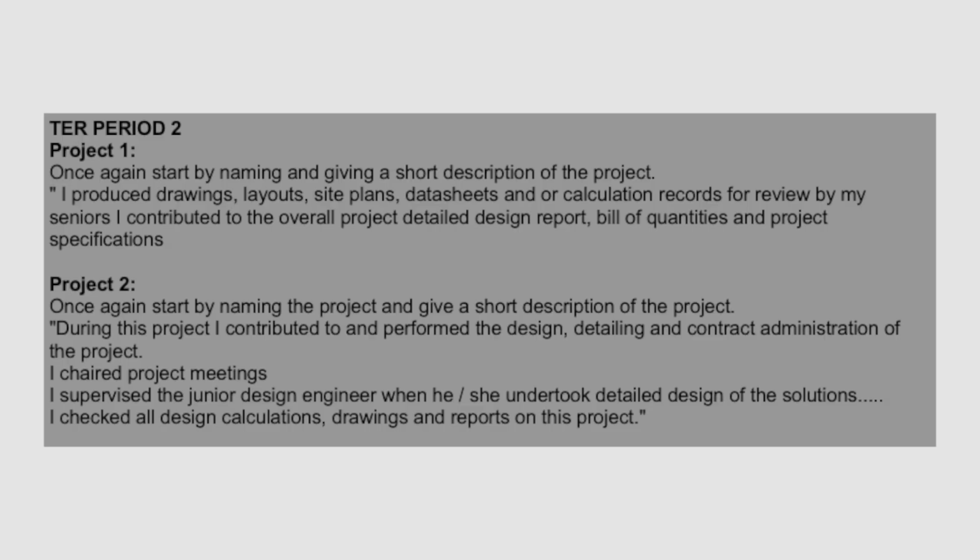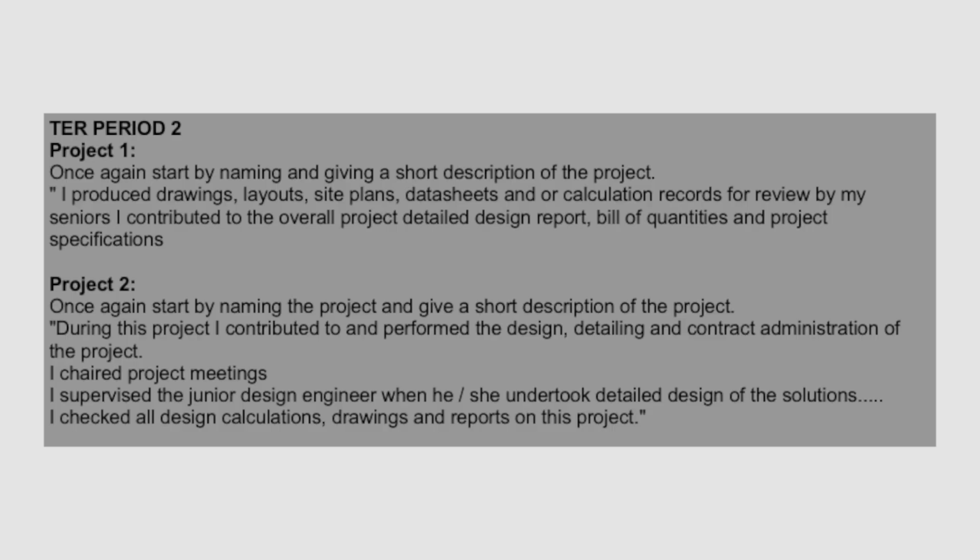So period 2, project number 1. Give an indication of the projects that you worked on, your designation, and then a description of the project that you worked on. Now, here's the example. I produced drawings, layouts, site plans, data sheets, and/or calculation records for review by my seniors. I contributed to the overall project, detailed design report, bill of quantities, and project specifications. That's project 1. But now remember, I also worked on project 2 and 3 during this time.